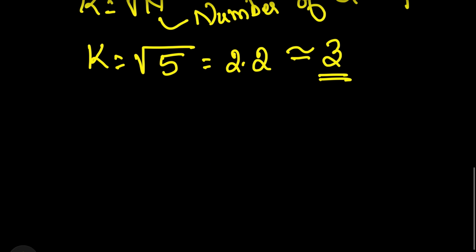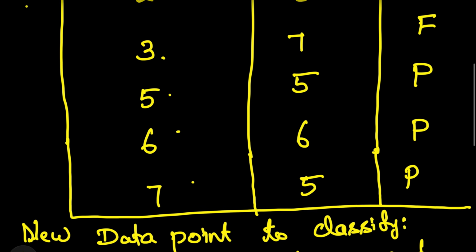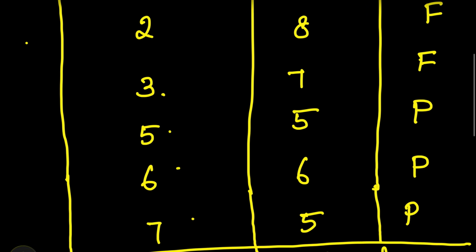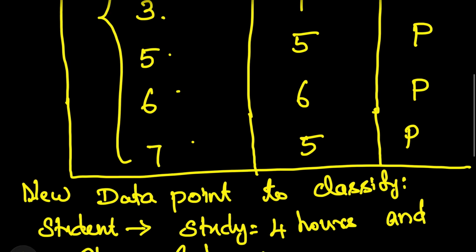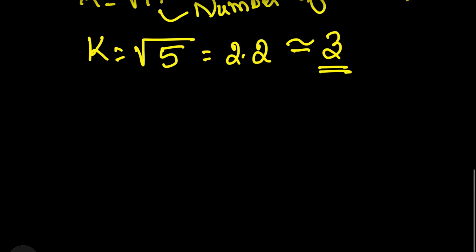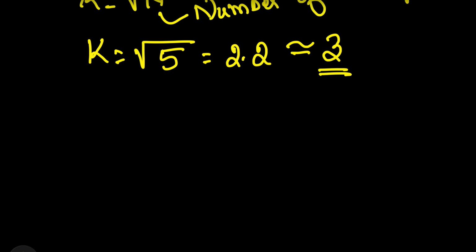Now the K value is 3. You have to find the 3 nearest data points among the given 5 samples. Which are the samples that are very closest to the given sample, right? That will be found by the distance formula. Now we have to find the distances.